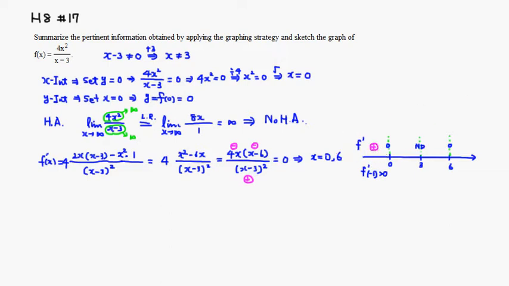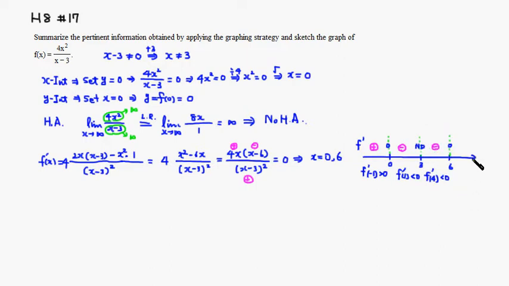Between 0 and 3, I'll try positive 1. If you put in positive 1, this is going to be positive, this is going to be still negative, so it's going to be negative. So I'm going to put a negative sign here. Let's try between 3 and 6. I'll try 4. This is going to be positive, that's going to be still negative, so we know that this is going to be still negative. So you have a negative sign there.